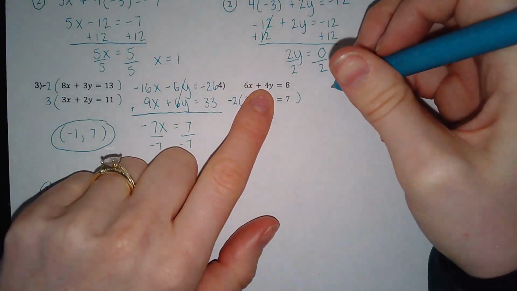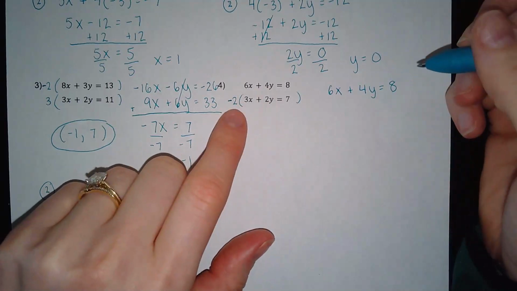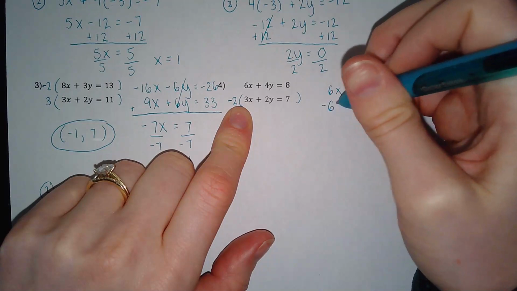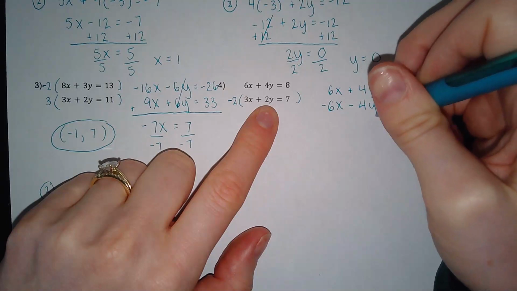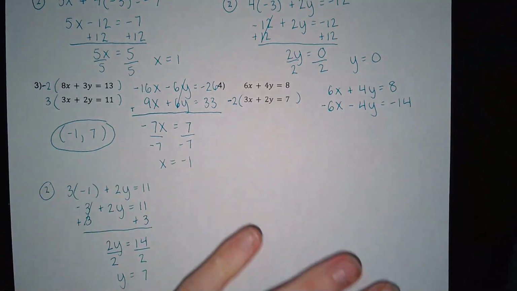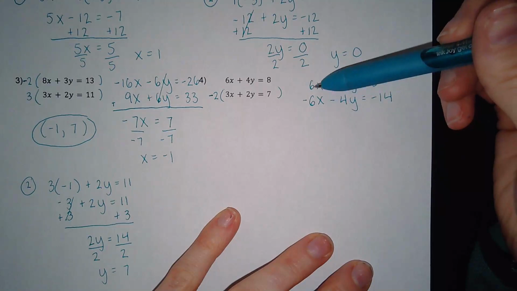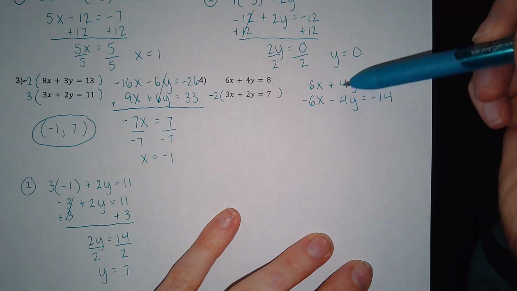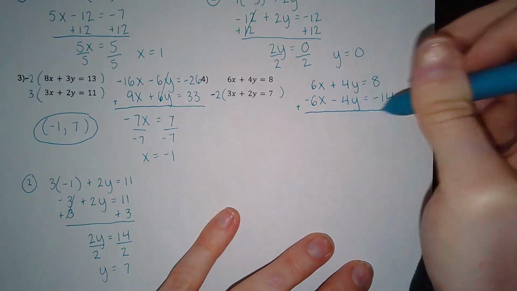So my top equation, I'm actually not changing at all, so that's going to stay. And then my bottom equation, I'll multiply by -2. -2 times 3x is -6x. -2 times 2y is -4y. And -2 times 7 is -14. I now see we have same number opposite signs in front of my x's. I also see that we have that in front of the y's. So when we add this together, we're going to kind of see what happens.